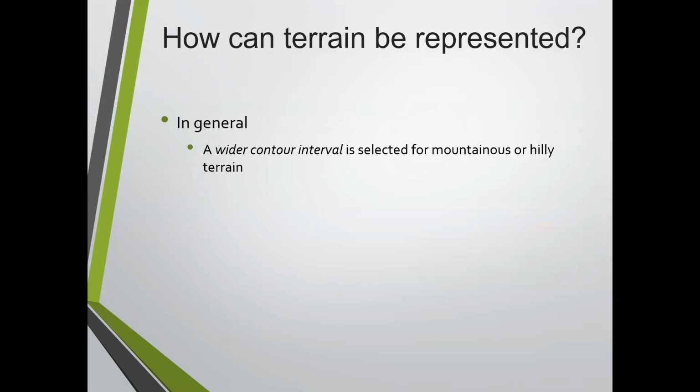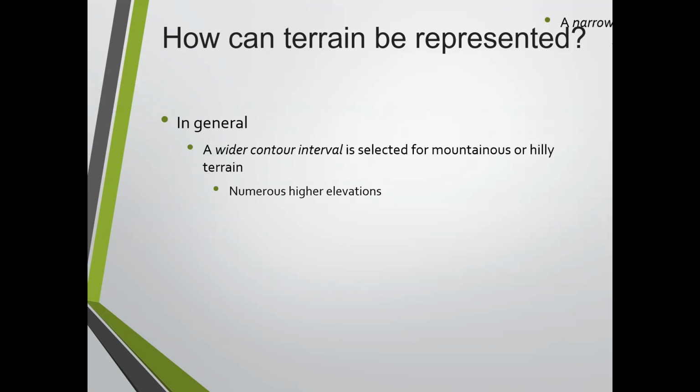So in general, we know that a wider contour interval is going to be selected for mountainous or hilly terrain. So what we're saying is we're not going to show as many contours. So instead of using a 5-foot contour interval, we might be using a 25 or even 100. Because if we use too small of an interval, you're just going to see a sea of ink. You're not going to get any data out of it.